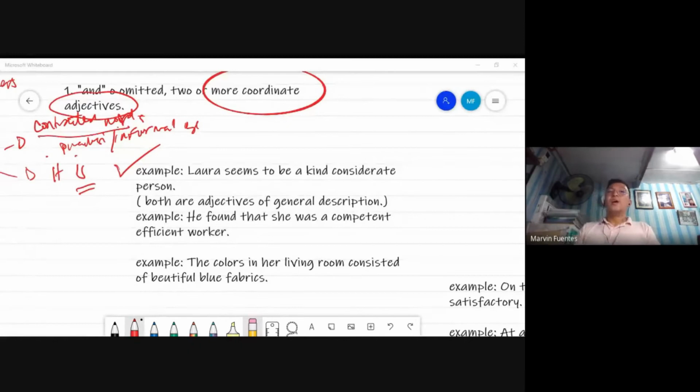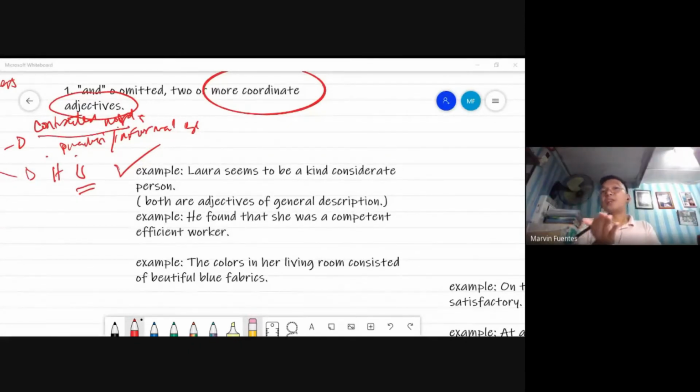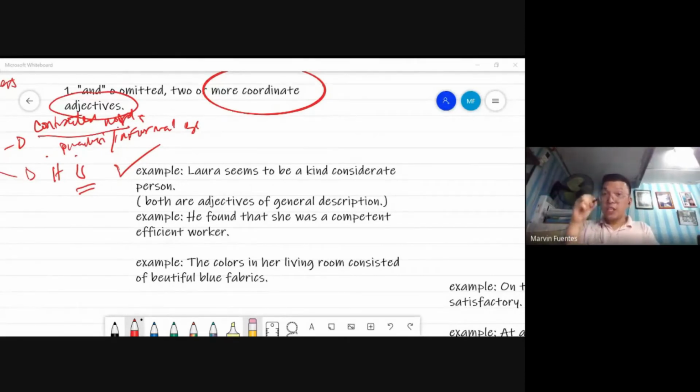Alright. Okay. Identify what are the adjectives. Asan yung adjectives dyan? Kind and considerate. Lagay nyo, ADJ. Adjective. Now, class. Ganito ha. Another red flag or thing to remember. We are going to put an end omitted or we are referring to coordinate adjectives if both describing words are on the same rank.